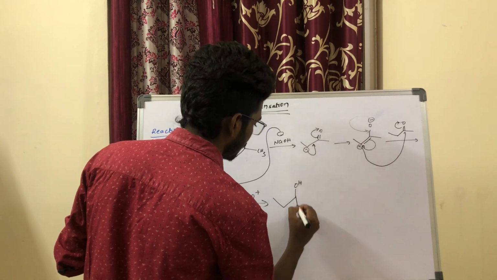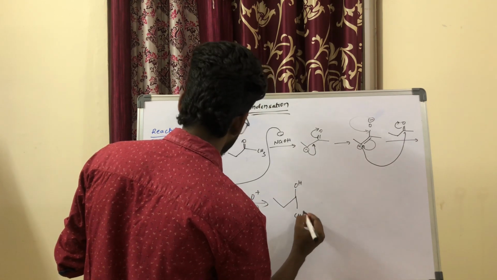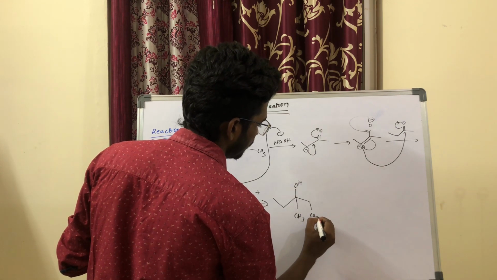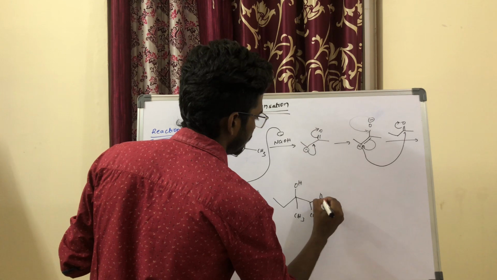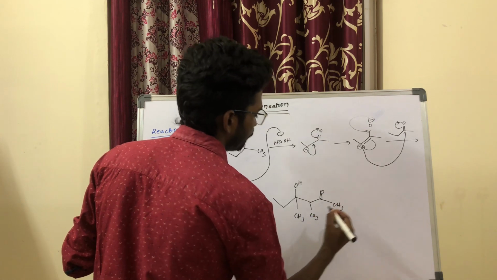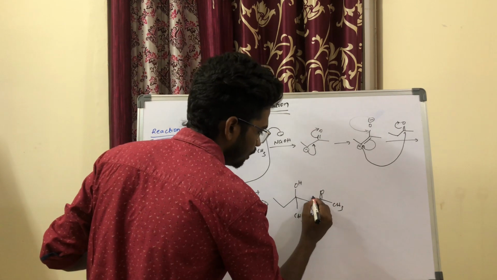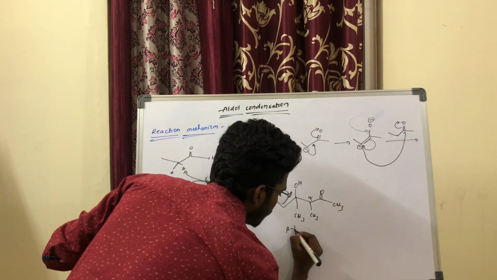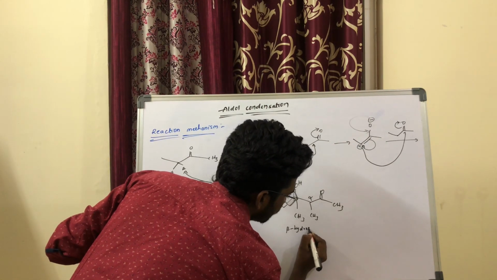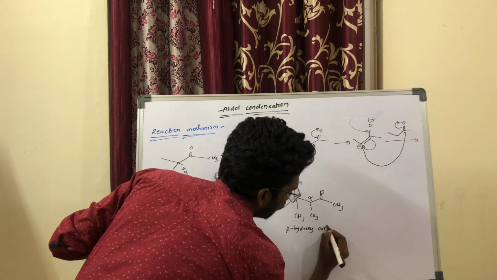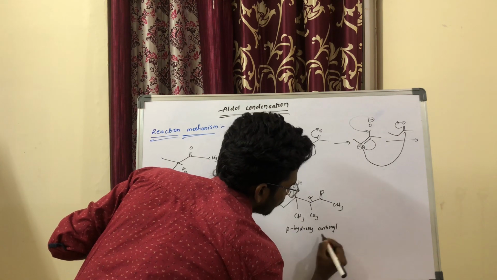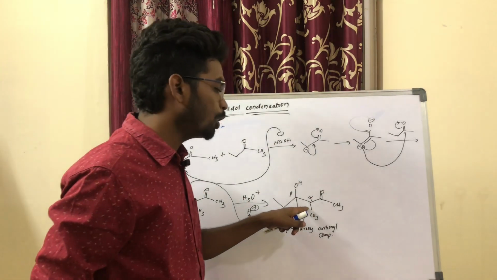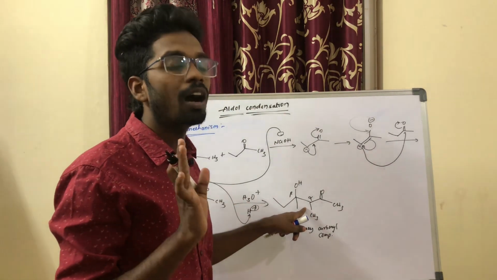OH, CH3, CH3, C double bond O, CH3, right? So if you see this one, alpha, beta. So beta hydroxy carbonyl compound. This reaction, a beta hydroxy carbonyl compound, we can call it an aldol reaction.